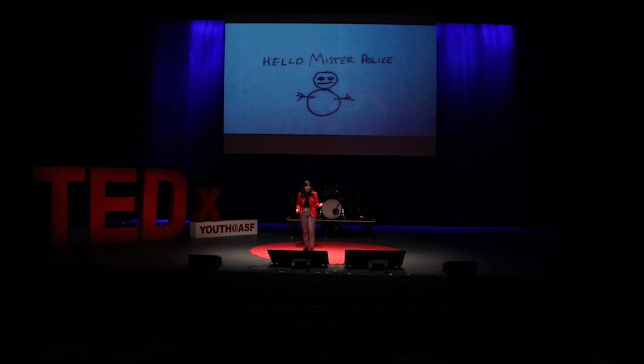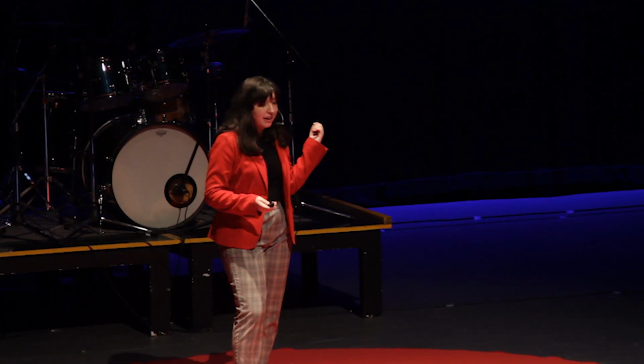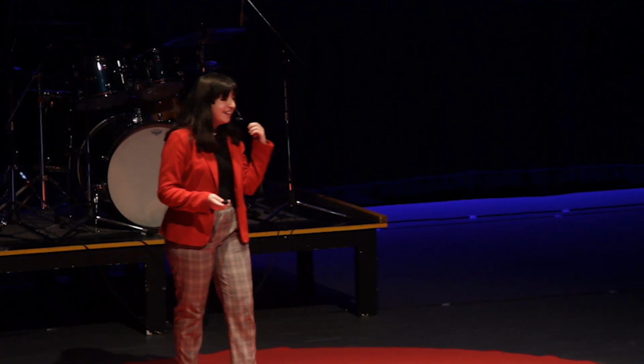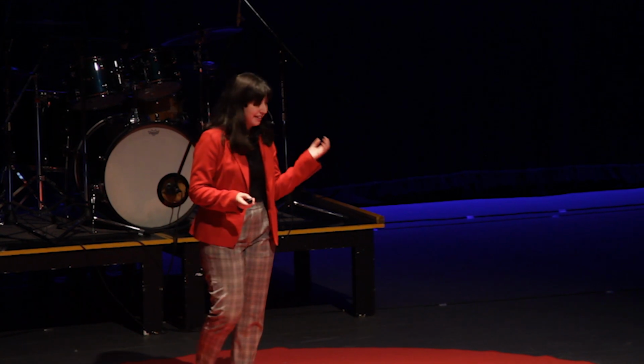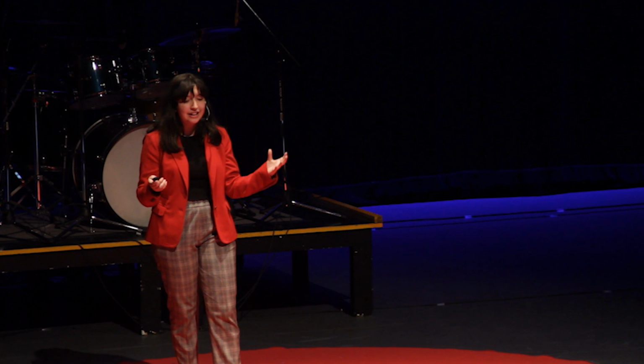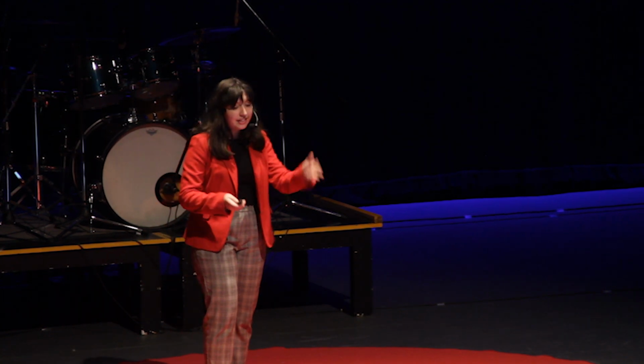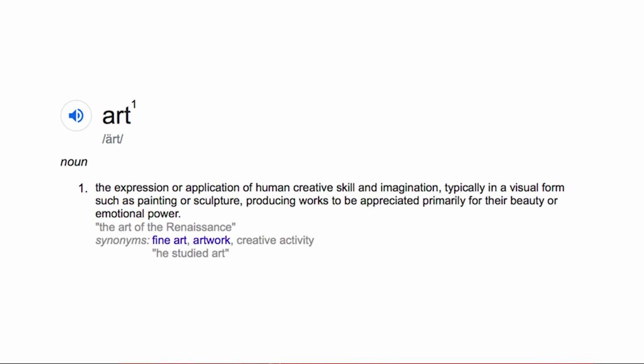Well, if you simply take out your handy-dandy phone and Google what is art, then this exact definition will appear. Sorry, the slide isn't there. But basically what the definition is saying is that art is a way to express human emotion and imagination. The expression or application of human creative skill and imagination, typically in a visual form, such as painting or sculpture, producing works to be appreciated primarily by their beauty or emotional power.